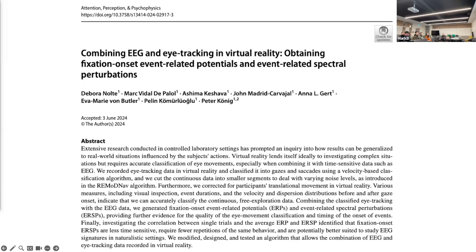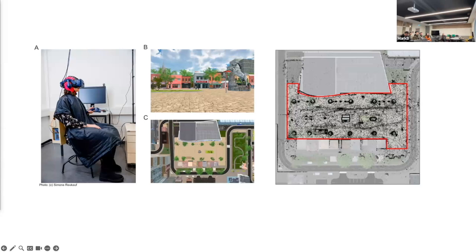And recently, I also find that there's some emerging work trying to combine EEG with other types of signals as well. So for example, here we try to combine EEG and eye tracking. They let the participants navigate in this kind of virtual world, and they try to classify the participant's eye gaze movement into fixation and saccade. Fixation means you just stare at some point. Saccade means your eyes rapidly move around.